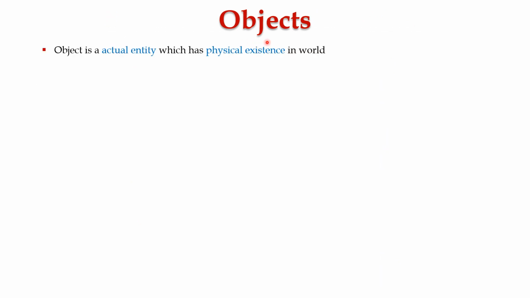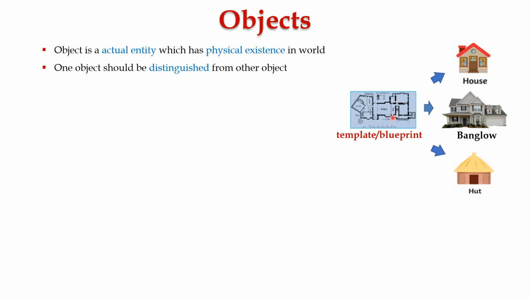Next, objects. Object is an actual entity which has physical existence in the real world. One object should be distinguished from other object. The picture represents the analogy of a blueprint to a home. As we know, the blueprint represents a class. Each home built based on this blueprint corresponds to an object representing a specific instance with its unique characteristics.